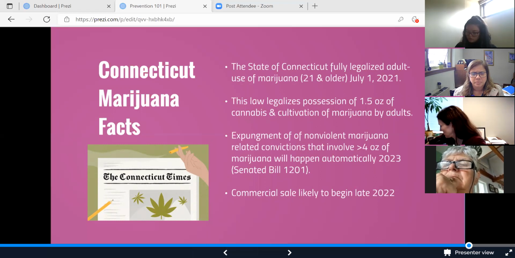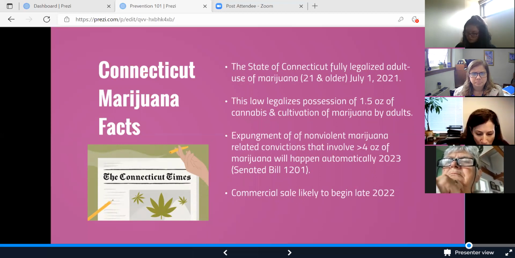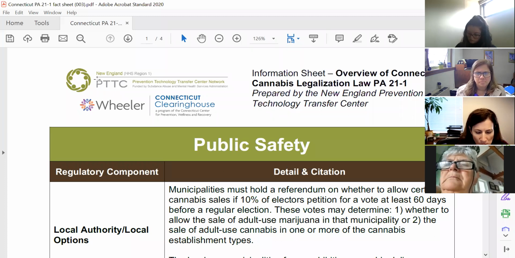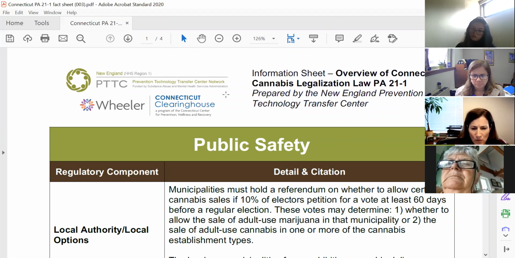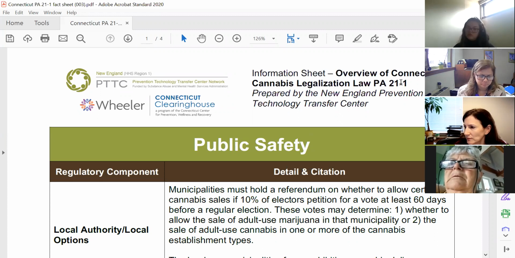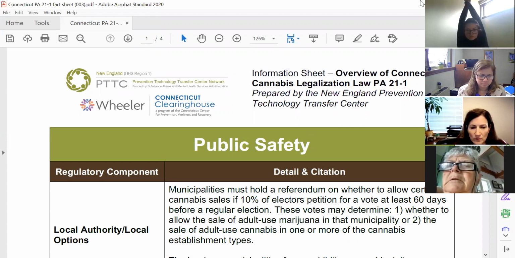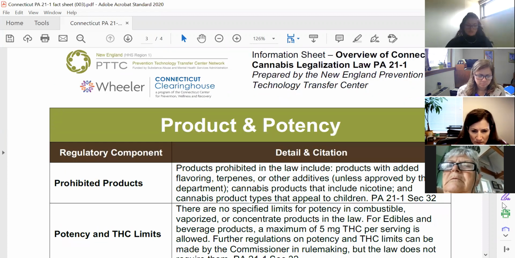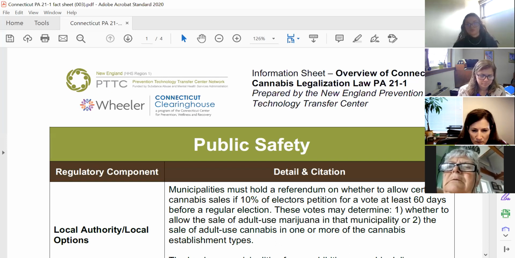I'm going to stop sharing screen for just a second. One of the things that I'm going to include when I send information out to everybody is that the New England PTTC, as well as the Wheeler Clinic Connecticut Clearinghouse, has included an information fact sheet about the legalization of cannabis in the state of Connecticut. The legal transcript itself had well over 100 pages, and they were able to cut it down to about 4 pages. So it's a lot easier to read.